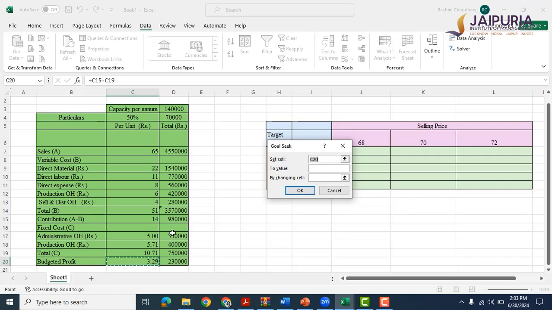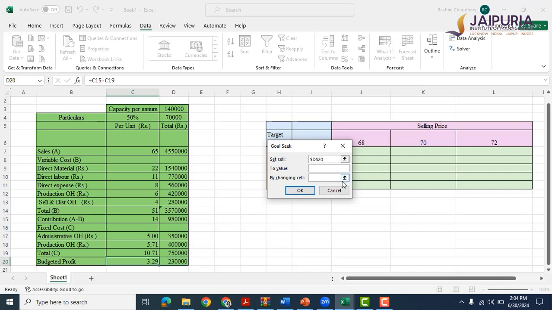If I want a profitability of 4,26,000, I want to know the sales at that particular profit level. So sales at my desired profit level, that is 4,26,000. I need to set the cell. Which cell do you want to set? You want to set the cell D20 to be 4,26,000. That is the budgeted profit figure.